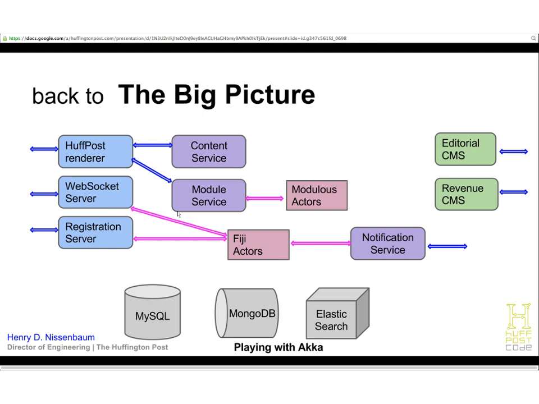So what we saw happening here, to wrap it up just a little bit, and then we'll stop and see if there's any questions, is that the HuffPost renderer hitting the modulus service, and the modulus actors responding in time to get the results back in the time needed, success or fail. If they can't do it in time, they do it anyways, even if it's not optimal.